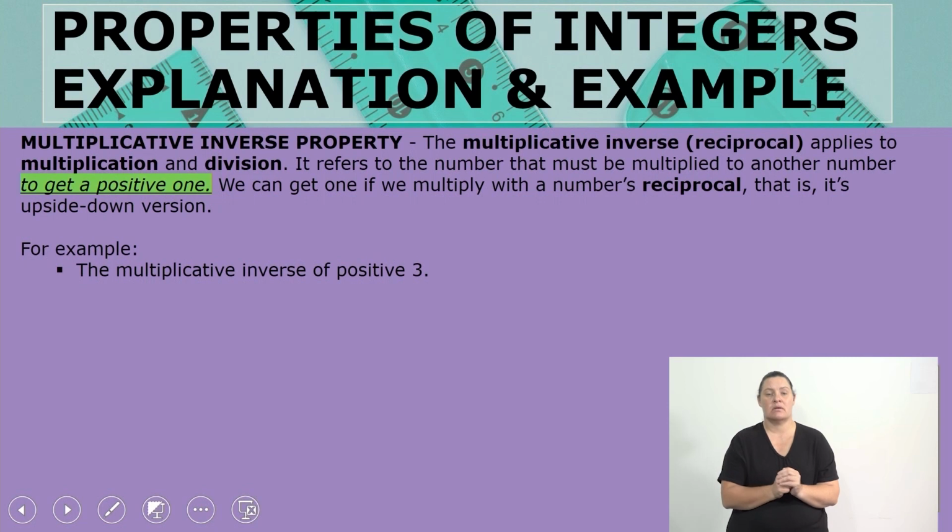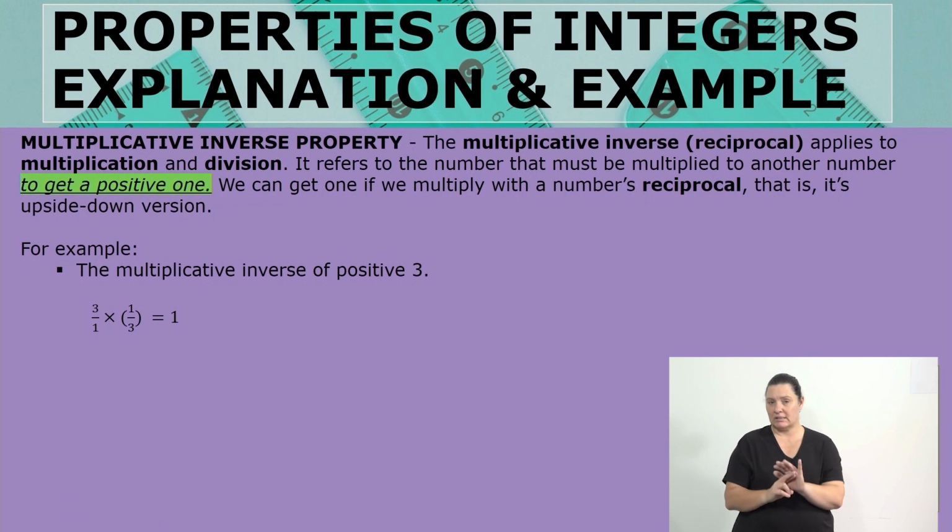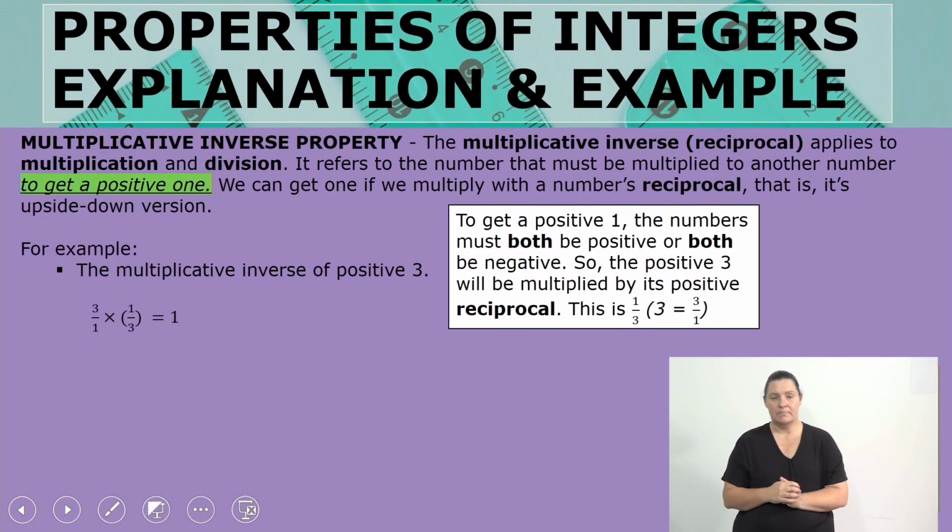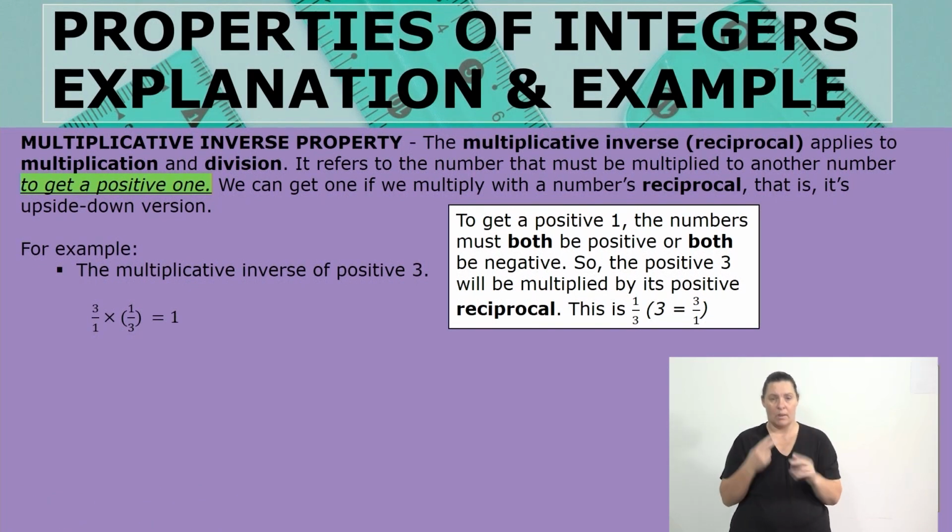The multiplicative inverse of a positive 3. So we know that if we want to represent positive 3 as a fraction, it will be 3 divided by 1, because any number divided by 1 is itself, except for 0, of course. So 3 divided by 1 multiplied by 1/3 is going to give us 1. So to get a positive 1, the numbers must both be positive or both be negative. So because here we have a positive 3, that means we are going to multiply by its positive reciprocal, which is going to be a positive 1/3.